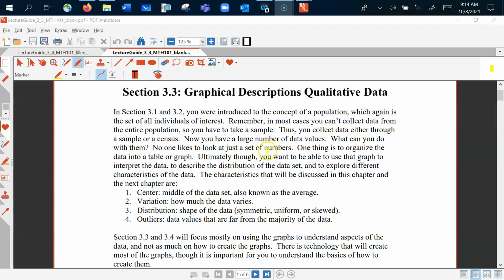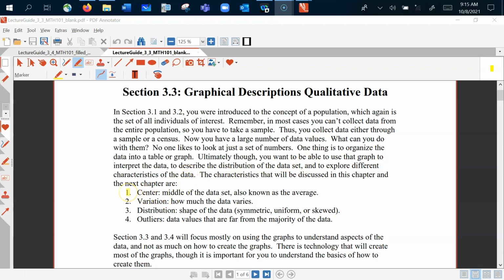One thing we do is we want to organize the data into a table or graph. Now in this particular section 3.3, we'll look at making a table or graph for qualitative data. But we could do the same thing for quantitative data. Ultimately, you want to be able to use that graph to interpret the data and to describe the distribution of the data set and to explore different characteristics of data.